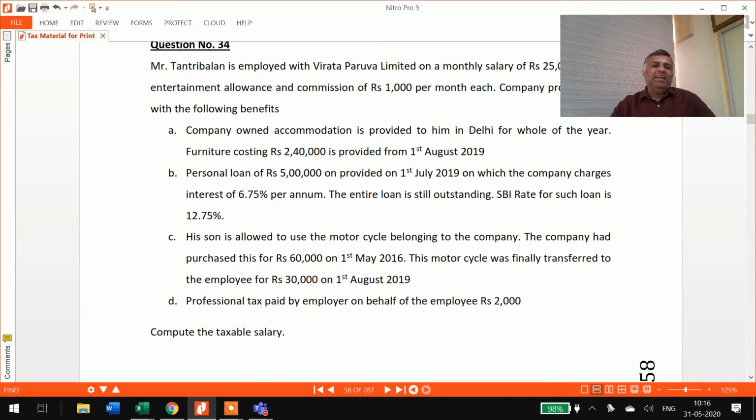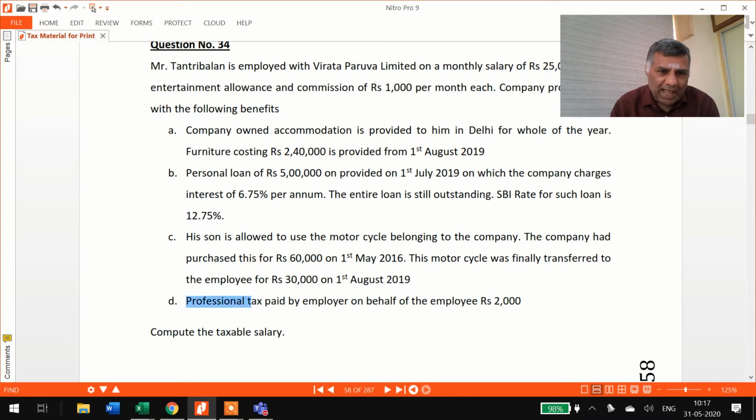Basic salary, entertainment allowance, commission. Accommodation for the full year, whereas furniture is only for some 8 months. The personal loan is given only on 1st July. Usage of motorcycle as well as transfer of motorcycle is there. Till 31st July it is usage, from 1st August it is being transferred. Take a highlighter.